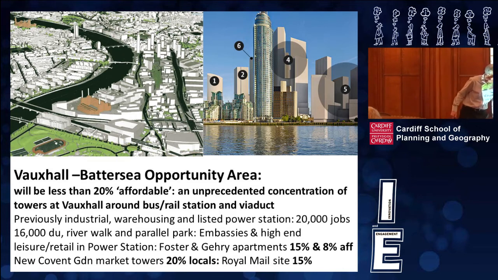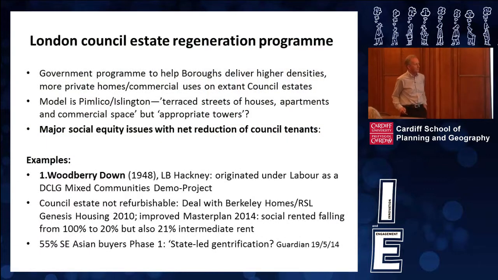But each of the projects, the Foster and Geary projects, which are obviously signature projects, again have quite a low 15% to 10% affordability. And those sorts of projects in the London opportunity areas don't bode very well for social rent. In fact, they see it almost completely excluded.